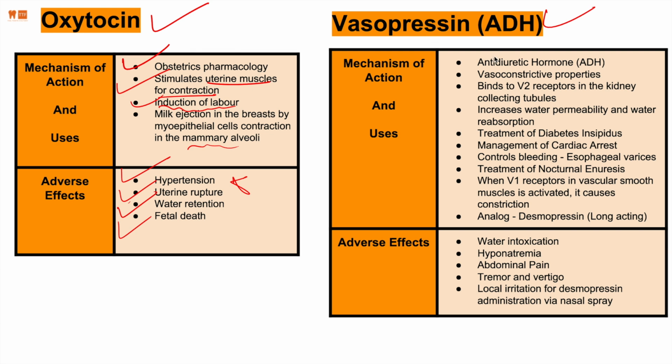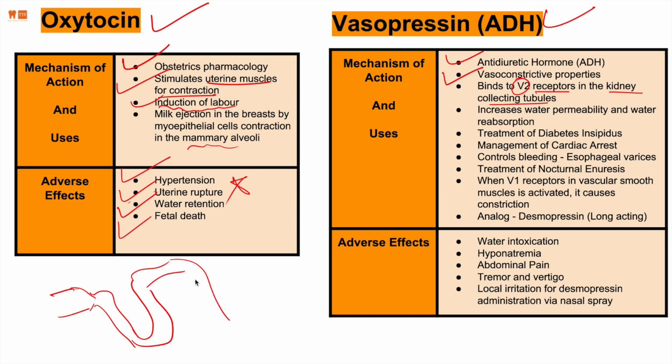Vasopressin, antidiuretic hormone. It's a vasoconstrictive hormone. It binds to a V2 receptor in the kidney's collecting tubules. You guys remember we had a nephron, and the nephron would go into this one entire loop, descending loop, ascending loop, and then plateaued, and then of course the collecting ducts, right? And then urine comes out. Well, the collecting duct is right here. There, it increases water permeability and water reabsorption. So H2O comes back into the bloodstream.